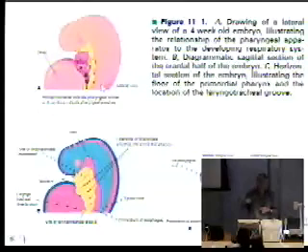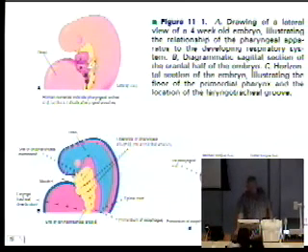What is it? Somebody help me. The groove. Thank you very much. Yeah, that groove in between them is the groove.